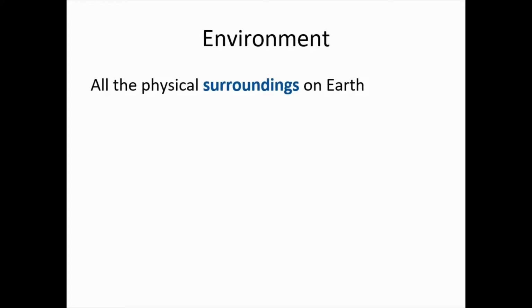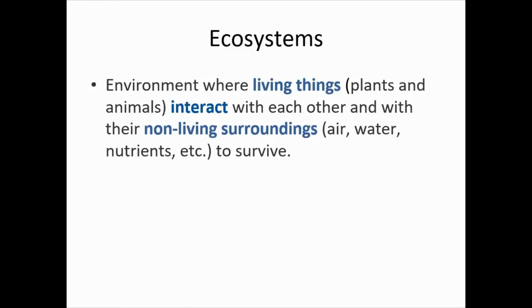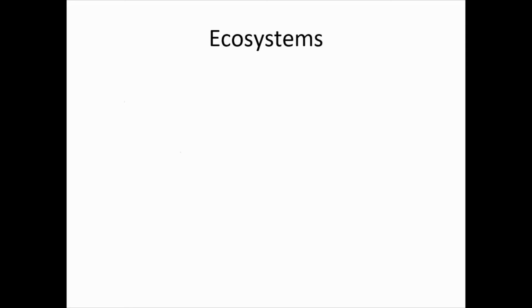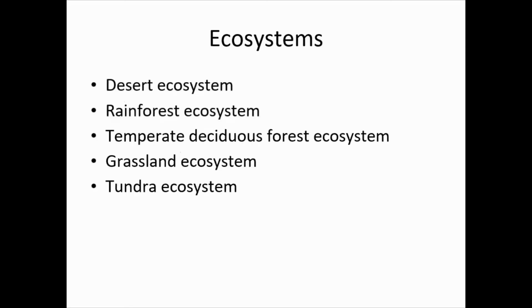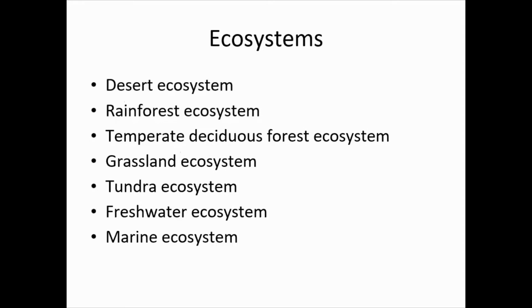So I'm glad that you guys have a little background information on this, so it won't be any kind of foreign information. We're on the same page. So ecosystems deal with the interaction between living things and their non-living environment. So it's living things with living things and living things with non-living things. It's how we interact with each other as well as our surroundings, our environment. All right, so the different ecosystems are desert, rainforest, temperate, grassland, tundra, freshwater, and marine. We're going to dive right into them.